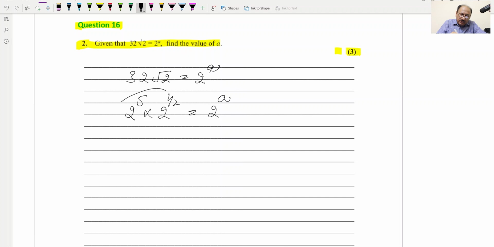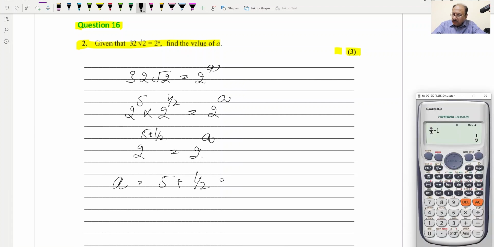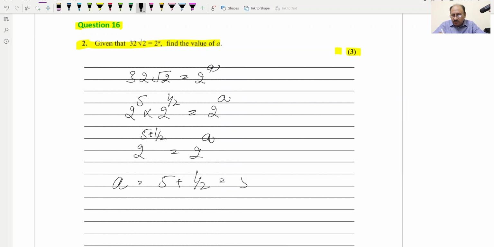and this is equal to 2 raised to the power a. Here the bases are the same, so we can add the powers. It will be 5 plus 1 by 2, and this is equal to 2 raised to the power a. Now these bases are same, so we can compare the powers, and a will be equal to 5 plus 1 by 2, which is 5.5, and this will be 11 by 2 or 5.5, or we can write the answer like this, 5.5. This will be our final answer, and this was the 3 marks part which we have done.